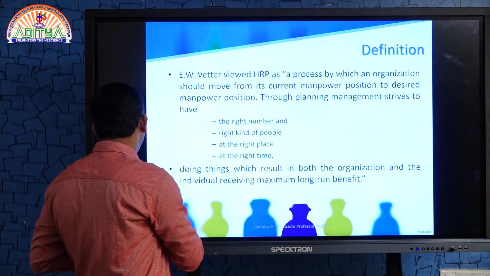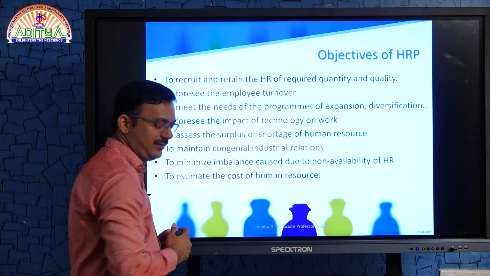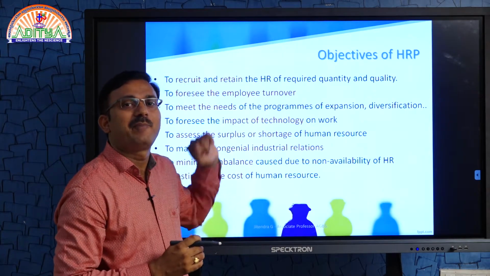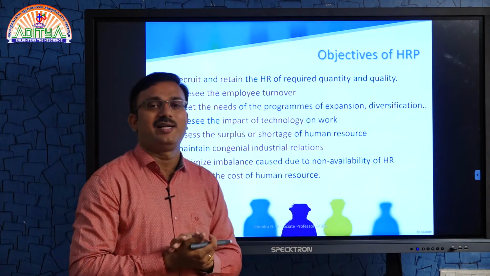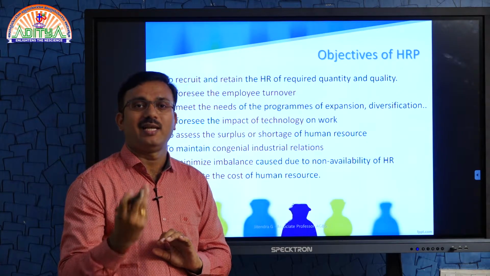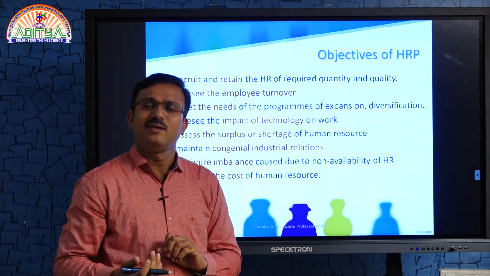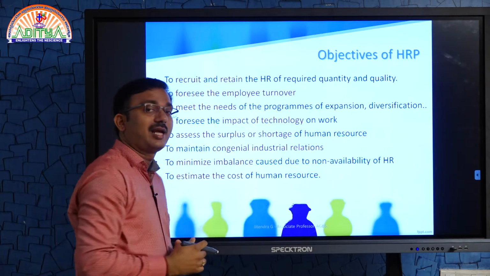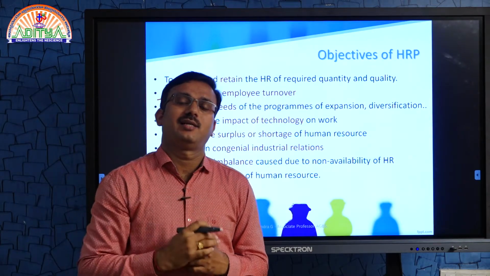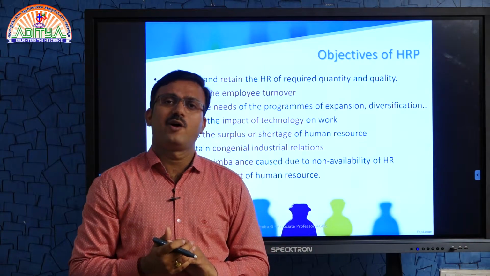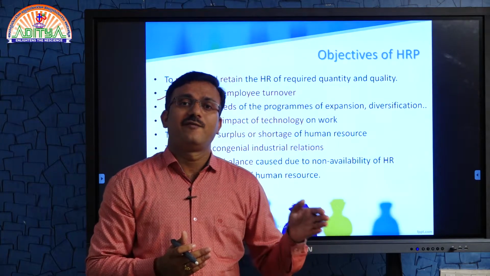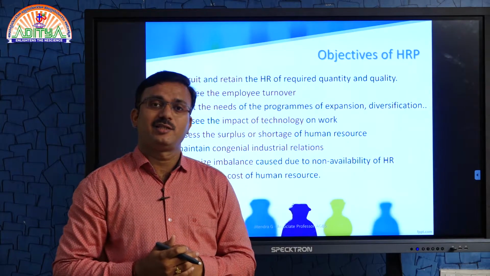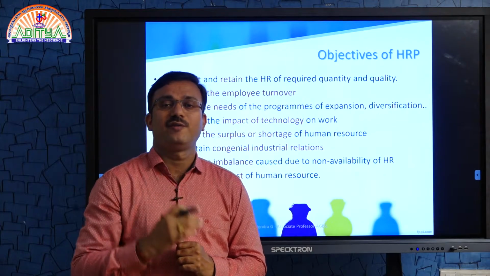Now next we will see the various objectives of human resource planning. The ultimate objective of human resource planning is to recruit and retain manpower with proper quality and quantity. In terms of number and in terms of skill, we are going to recruit as well as retain. That we can estimate with the help of HRP. The second thing is to foresee employee turnover. That means how many employees are leaving the organization. If employees are leaving, then for running the organization smoothly, we have to recruit people. That is why we always have to foresee the estimation of manpower.